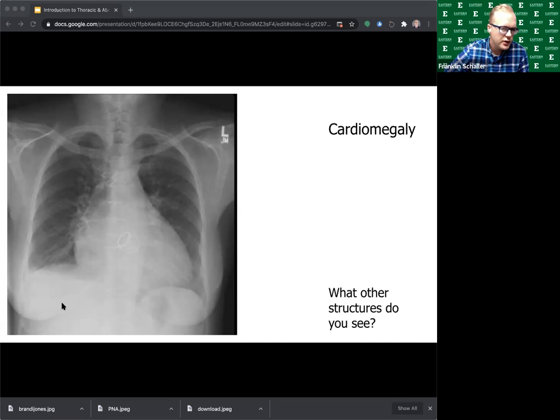So check out this chest x-ray, guys. That's a huge heart right out the gate. I can see there's some obvious cardiomegaly there. But are you guys seeing any other structures, abnormalities, anything else going on in that chest x-ray? Type it in the chat if you notice it. I cannot get over the size of that heart. It's massive. That is a pretty big heart.